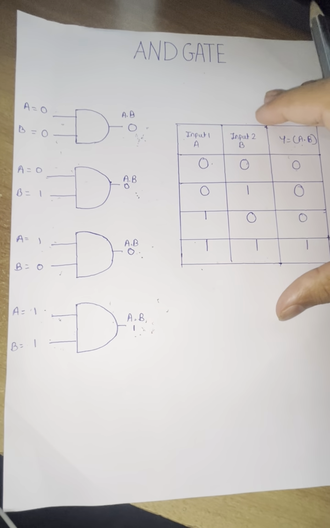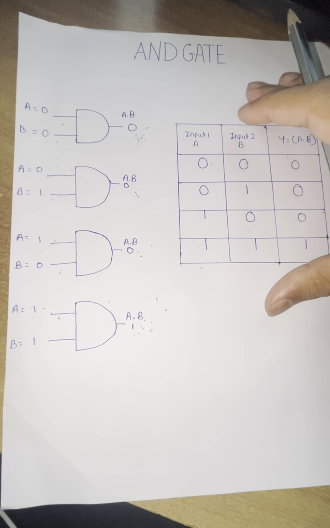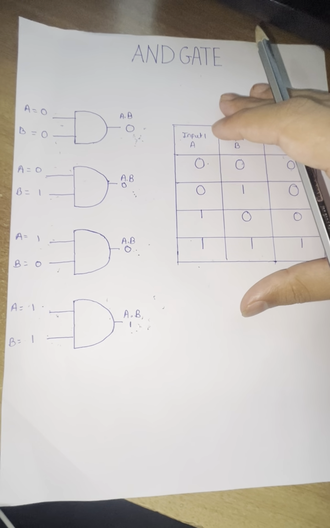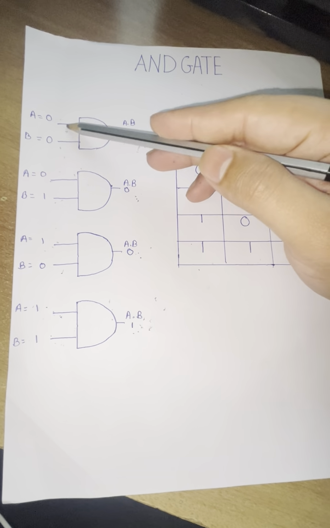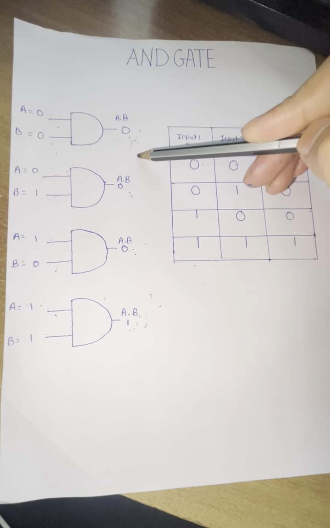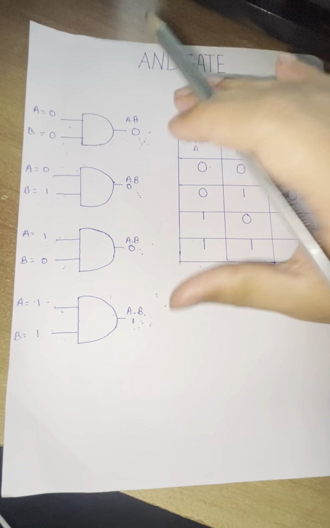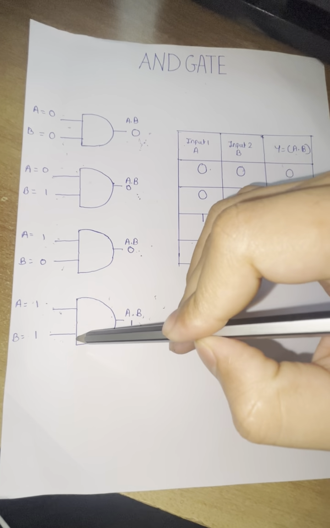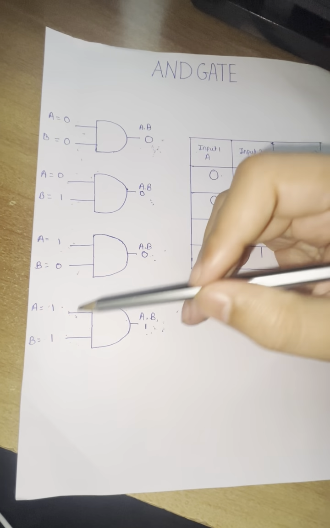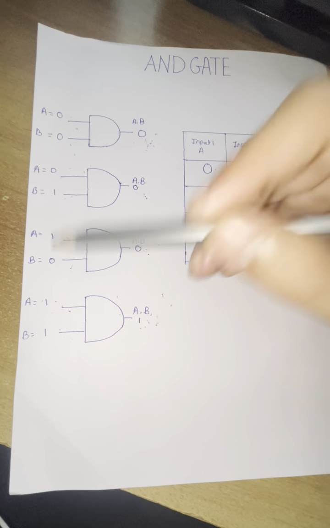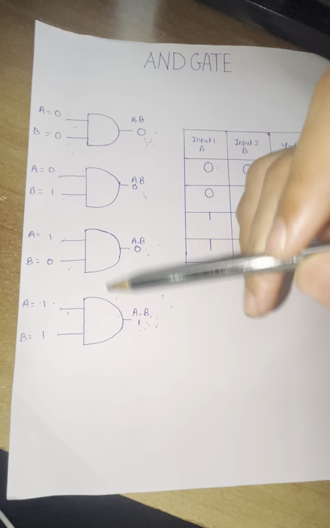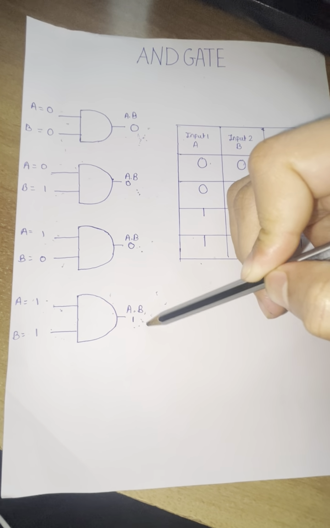So we can say an AND gate is a digital logic gate where we give two inputs and it produces an output. And only when both the inputs are 1 or high, the output is 1 or high.